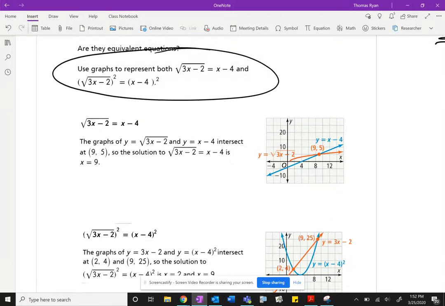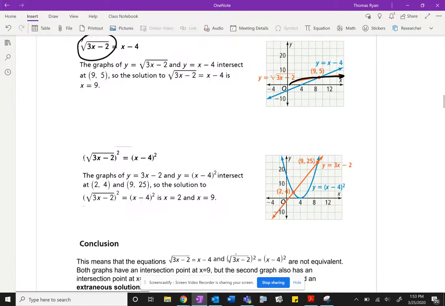So if you look at these two graphs, clearly, this square root function, this eyebrow function, doesn't go over here towards negative 2. It doesn't go over there at 2. It doesn't cross.